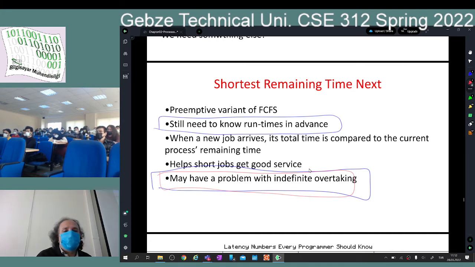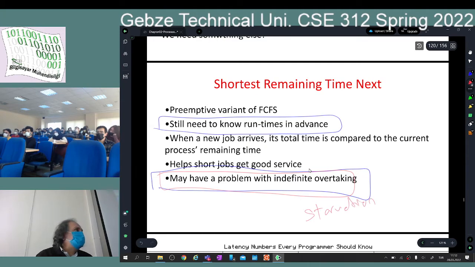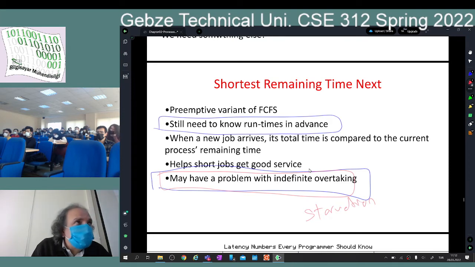It will be infinitely overtaken, and that process will never get a chance to use the CPU with this kind of approach. That's called starvation actually. I taught this. Starvation. It's açlık, kıtlık, whatever. So when starvation happens, actually the resources are available.